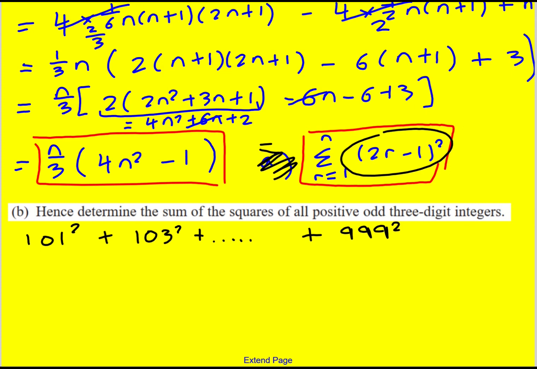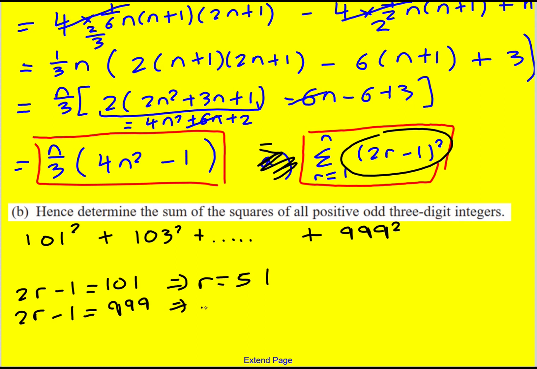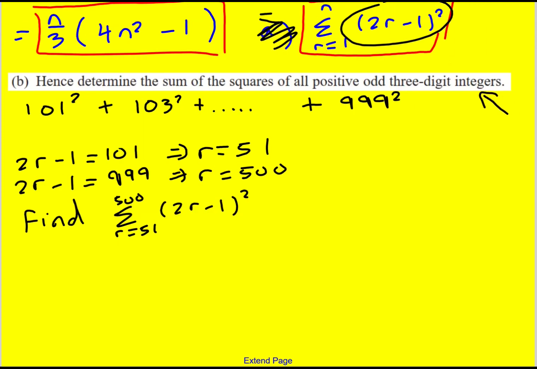So I just need to think about what my limits are going to be. So let's just let 2r minus 1 equal 101. Then 2r will equal 102, and r will equal 51. That's going to be my lower limit. My upper limit, 2r minus 1 equals 999, is going to give me r equals 500. So I want to find the sum from r equals 51 to 500 of 2r minus 1 squared. That is precisely going to give me the sum that I want.